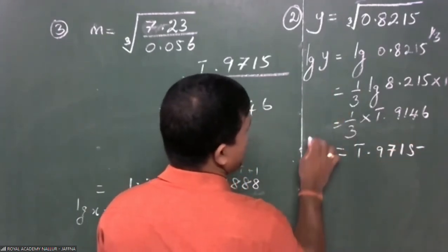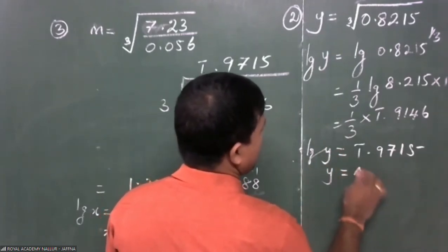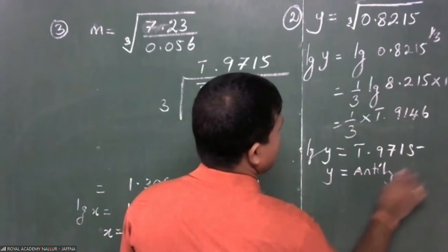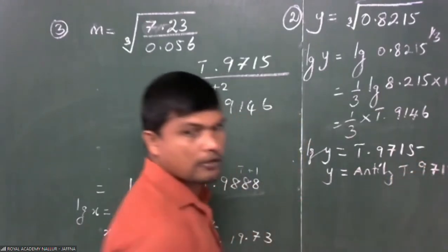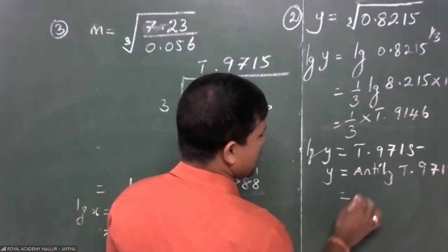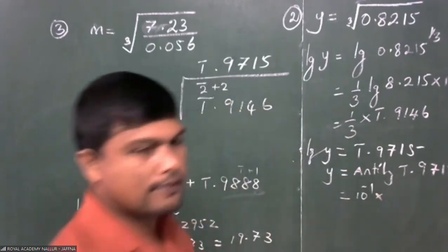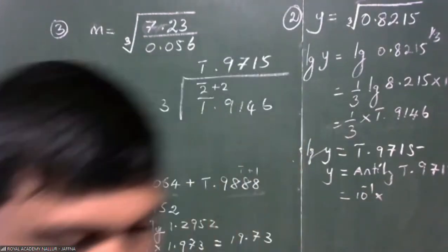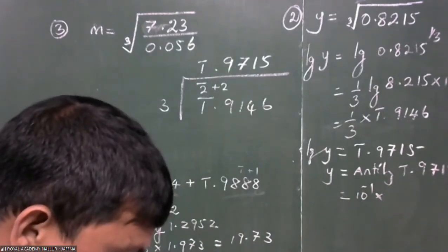So bar 1.9715 is equal to log y, then y becomes antilog of bar 1.9715. Then the final answer: bar 1 becomes 10 to the power negative 1 when it is in antilog. What is the antilog of 9715?